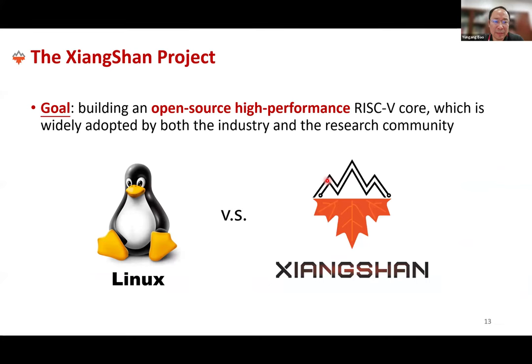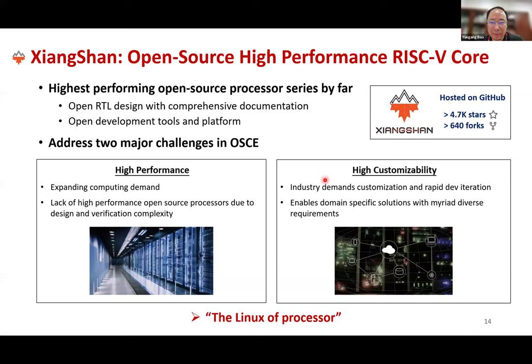The goal of the XiangShan project is building an open source high performance RISC-V core, which is widely adopted by both the industry and the research community, just like the Linux of the CPU. Linux is our role model. XiangShan is an open source high performance RISC-V core. Currently it is the highest performance open source core by far. We open all RTL code with comprehensive documents, and we also open source development tools and platforms.